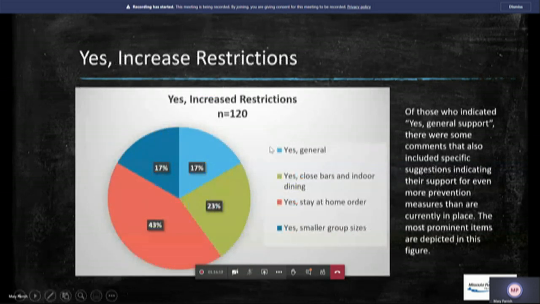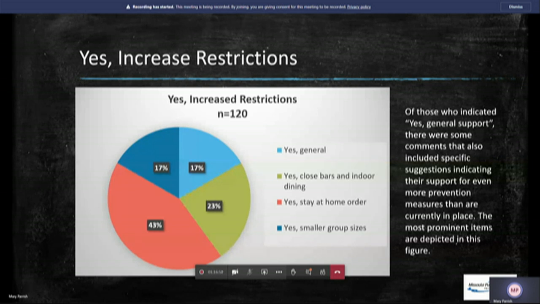And if we look into the general sentiment, there were about 120 comments that were very clearly yes, we're in support of this. Of those, 17% were just a general yes. And then the remaining comments pushed that yes a little bit further, and they ended up making very specific suggestions or presenting very specific ideas. So we thought it would be helpful to share some of the highlights of what really rose to the top.